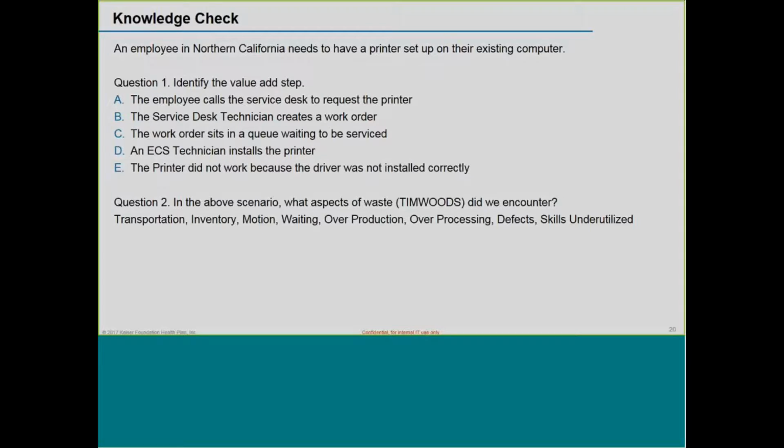If you said D, you got the answer right. When the technician actually installs the printer, that is when the customer is receiving the value add within their step. Let's take a look at question 2. In the above scenario, what aspects of waste, Tim Woods, did we encounter? Did we see any instances of transportation, inventory, motion, waiting, overproduction, overprocessing, defects, or the underutilization of skills?